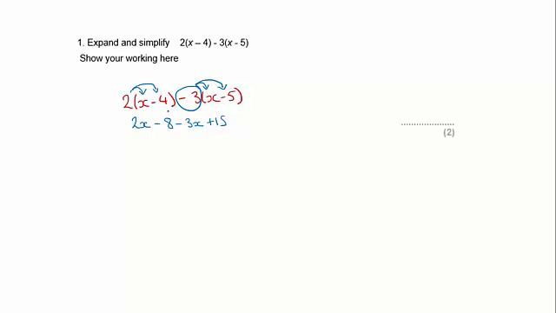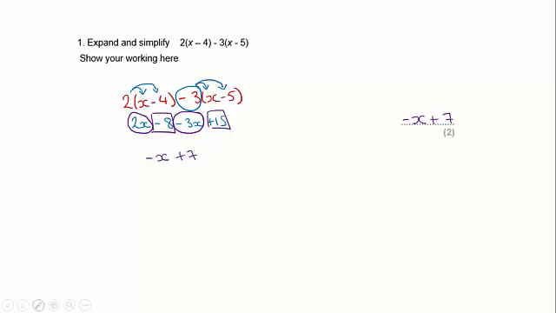Now we need to simplify. So add the like parts. We've got 2x minus 3x is going to be negative x. Negative 8 plus 15 is 7. So your answer is negative x plus 7.